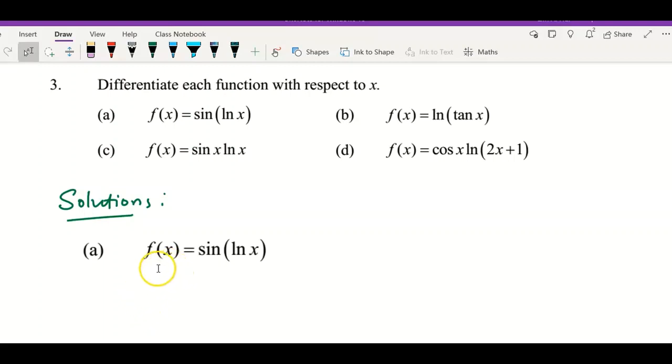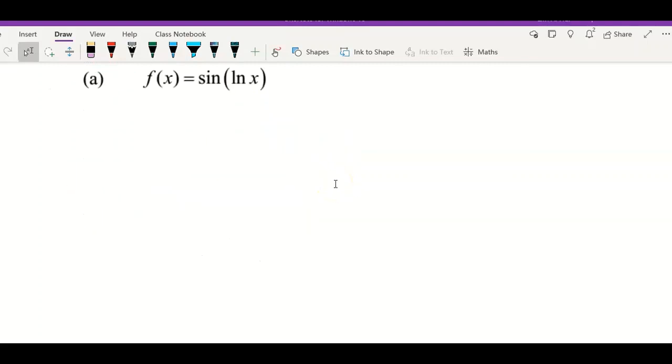Hi everyone. This video continues from the previous video, question 2, which differentiated functions involving exponential, trigonometric, and logarithmic functions. So this is question 3. I have 4 examples here: A, B, C, and D. Let's look at the first question, A. We need to differentiate this function f(x) equals sine ln x.